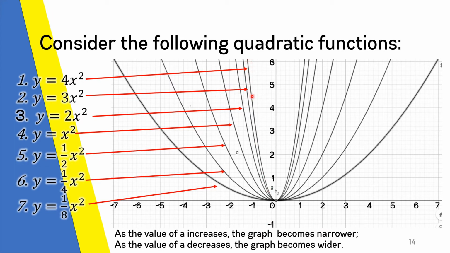So it becomes narrow. Say for example, if we have 8x squared, it will be narrower than we thought. And as the value of a decreases, the graph becomes wider. So as a gets smaller and smaller, the graph becomes wider and wider. Okay, so that's the thing that we noticed.